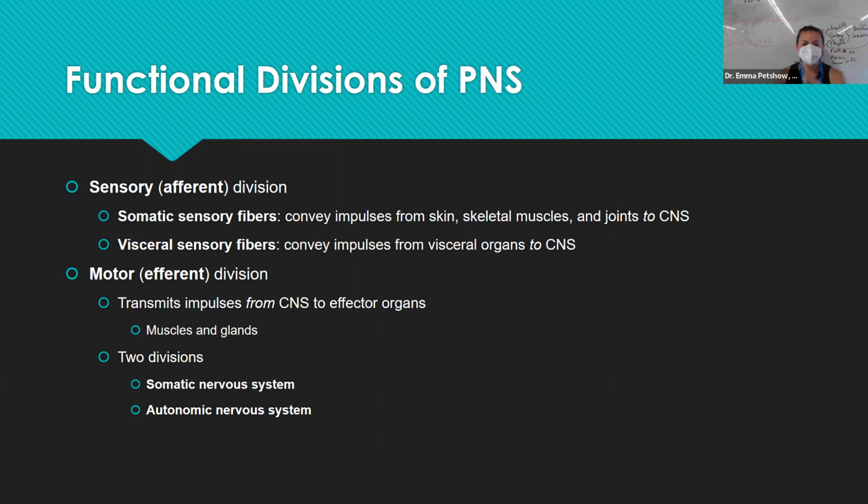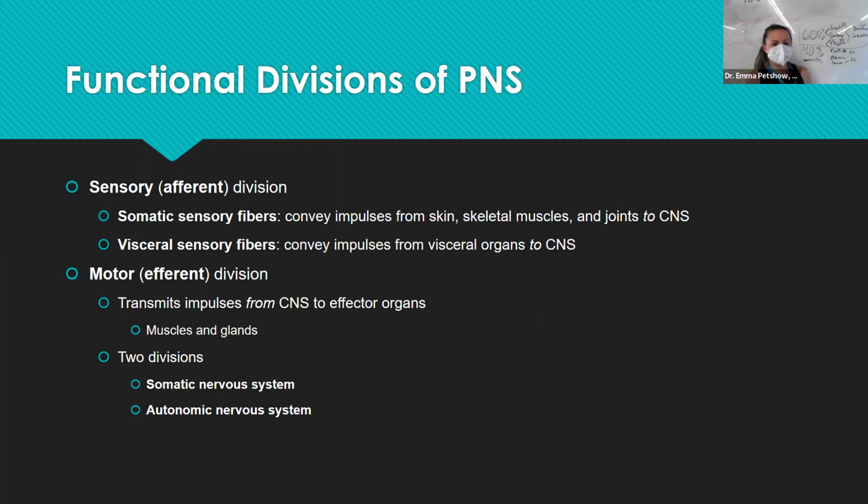So when we think of what is visceral, I'm going to start there. Visceral, we think of viscera, we think of organs. So our visceral sensory fibers are going to convey impulses that we get from our visceral organs to the central nervous system. Our somatic sensory fibers are everything else, skin, skeletal muscles, joints to the central nervous system. So it's a good way of separating.